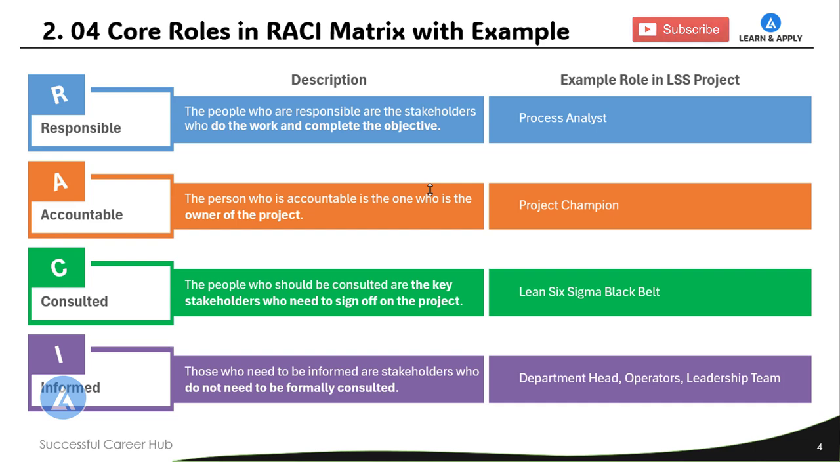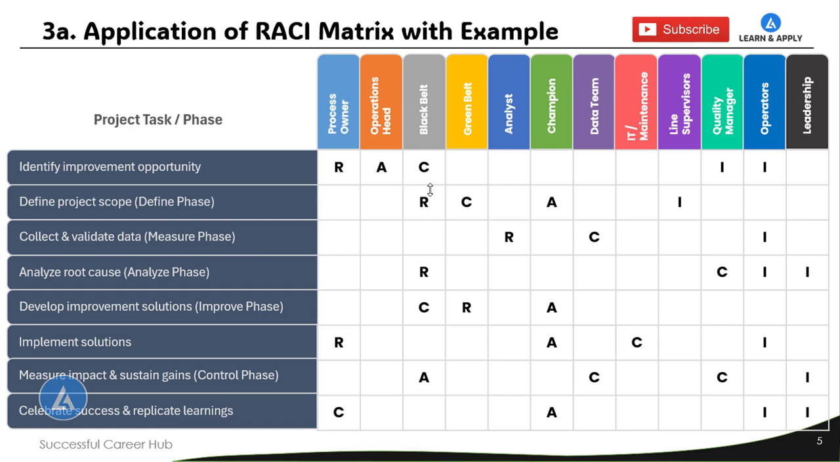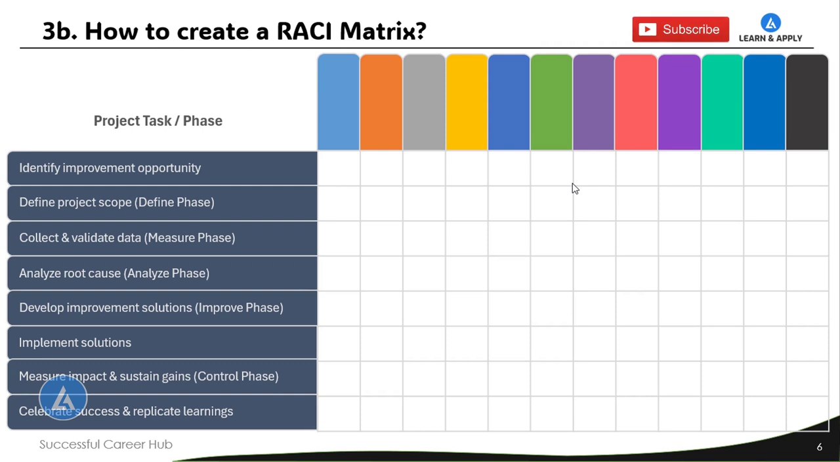With understanding of these four core roles, now let's move to the next point, which is application of RACI matrix with example. We are going to continue the Lean Six Sigma project to understand this RACI matrix. For this example, the RACI matrix will look like this. Now let's go into the detail and understand how to create this RACI matrix. Step number 1 is to list all key project tasks on the left hand side.